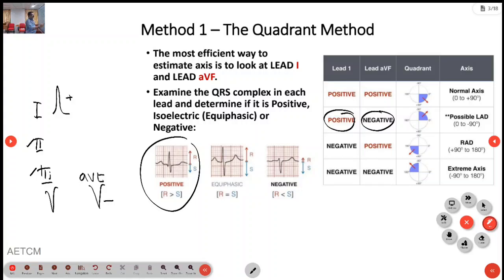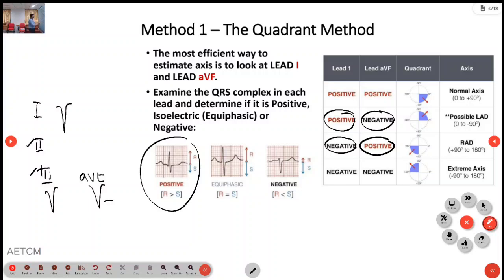Whereas if 1 is negative and aVF is positive, then it is right axis deviation. You can see here 1 is negative. We are talking about the total QRS voltage, so it may be something like R, Q, S, or R, S. So lead 1 is predominantly negative.